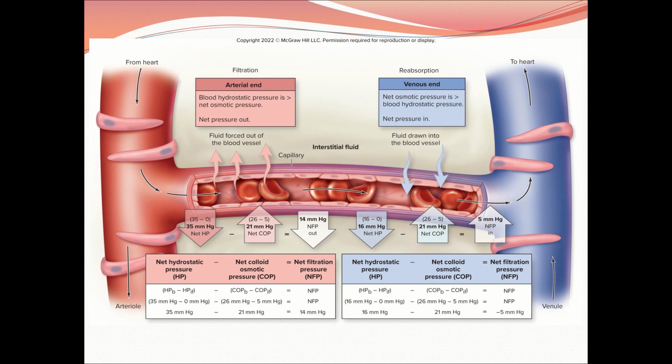This illustration shows the arterial end of the capillary and the venous end. In the arterial end, filtration is favored, as blood hydrostatic pressure is greater than net osmotic pressure. In the venous end, reabsorption is favored, as the net osmotic pressure is greater than the blood hydrostatic pressure. We can see that at the arterial end, the fluid will be forced out of the blood vessel, and on the venous end, the fluid will be drawn into the blood vessel.